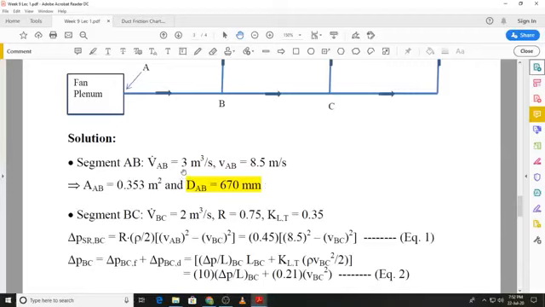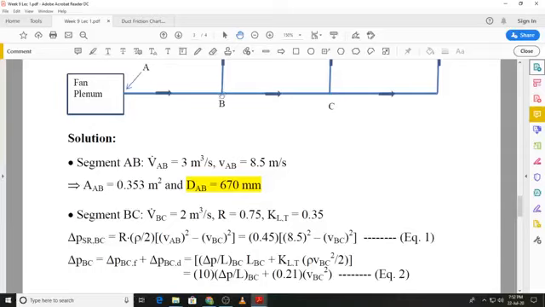Using the information given, we know that the total volume flow rate will be the sum of the volume flow rates from the three diffusers, which is 3 cubic meters per second. The velocity is given as 8.5 meters per second, so we find out the cross-sectional area of segment AB and then the diameter of segment AB, which is 670 millimeters.